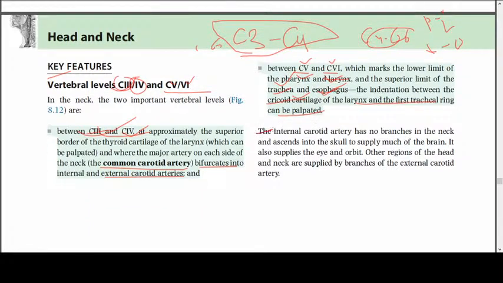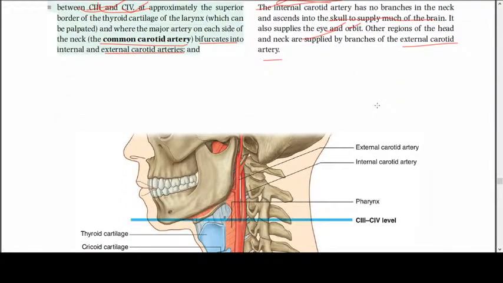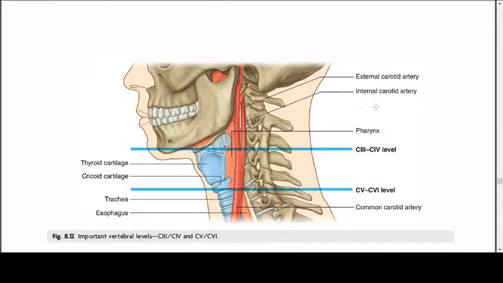That's all. The internal carotid artery has no branches in the neck and ascends to the skull. It doesn't have any branches in the neck, so we're going to study these arteries as well. It supplies the eyeball and orbit, and other regions of the head. The external carotid artery lies medial to the internal carotid artery.